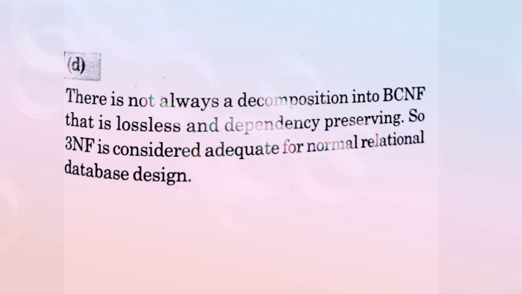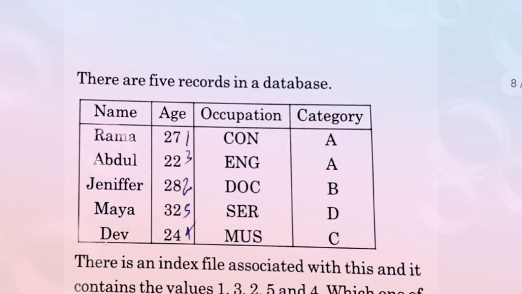That is lossless and dependency preserving. So third normal form is considered adequate for normal relational databases. So option D is correct. Now come to the next question.